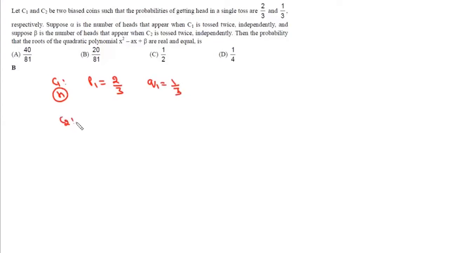And for the second coin, the probability of getting head is 1 by 3. And the probability of getting a tail is 2 by 3.